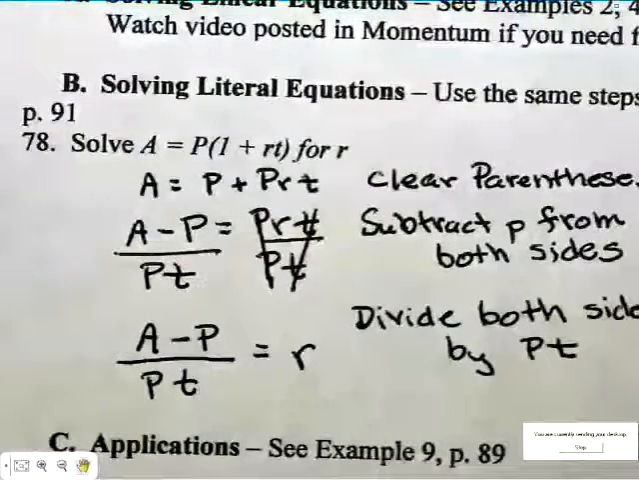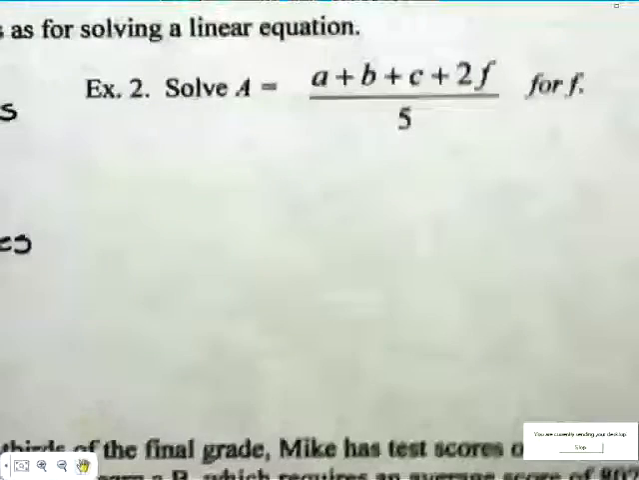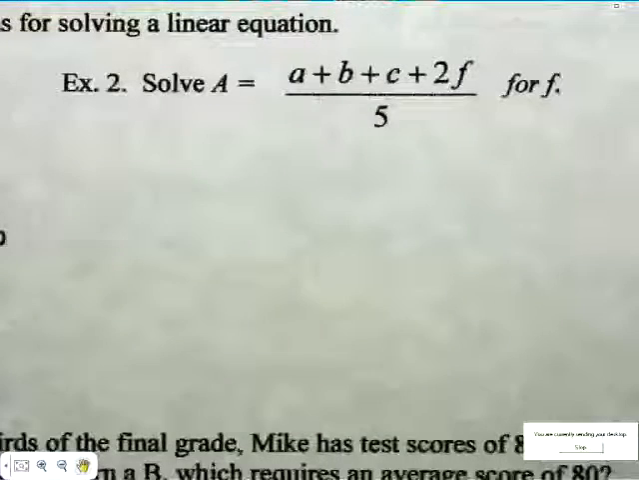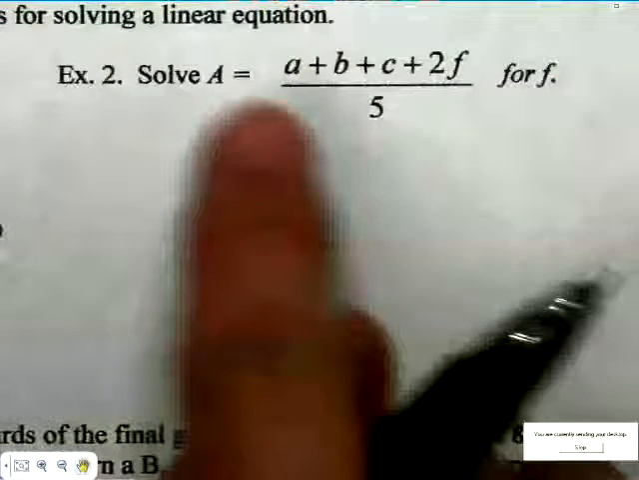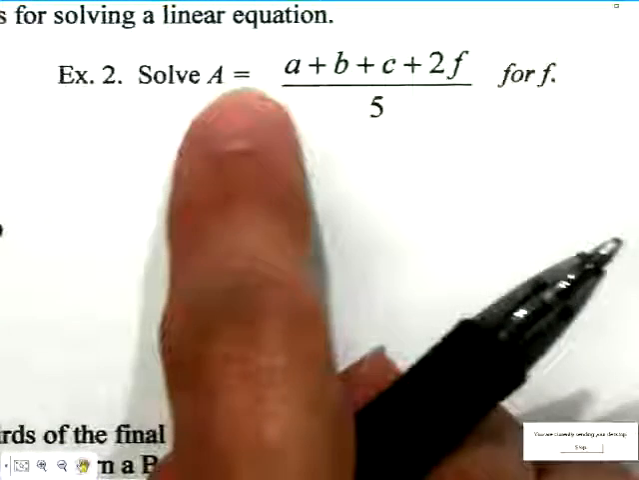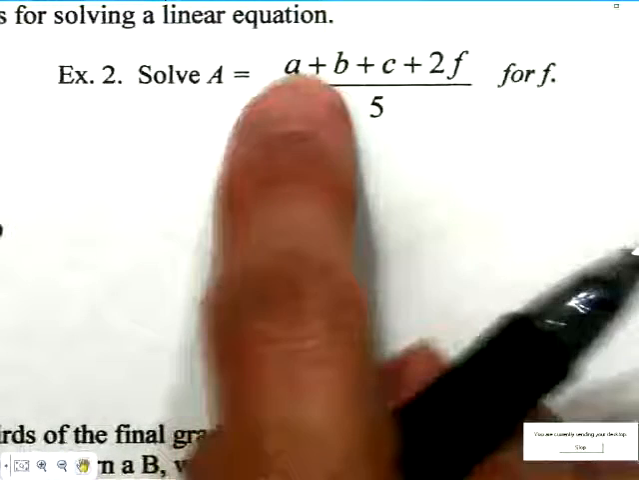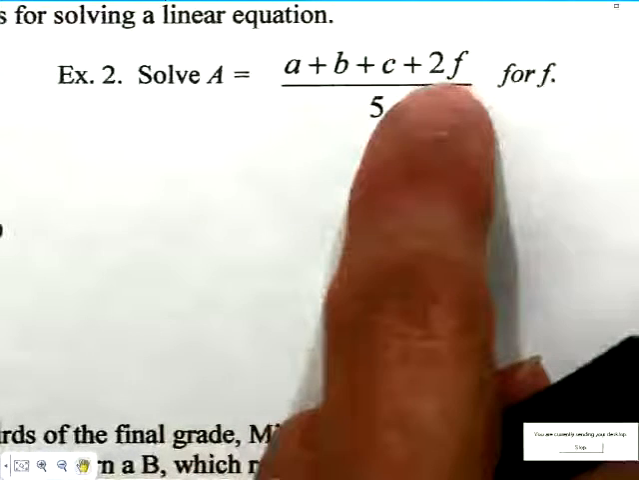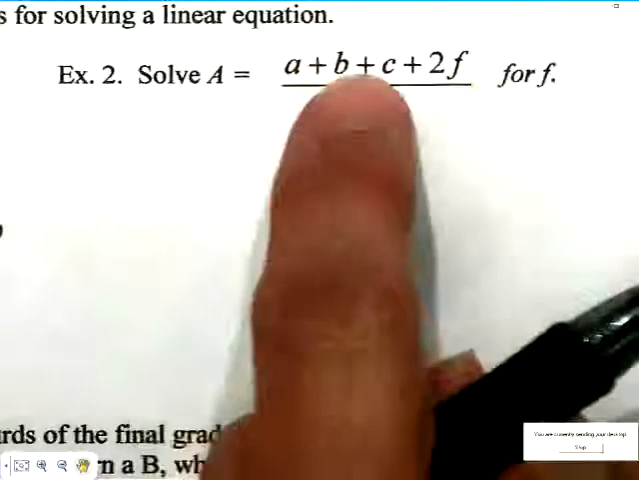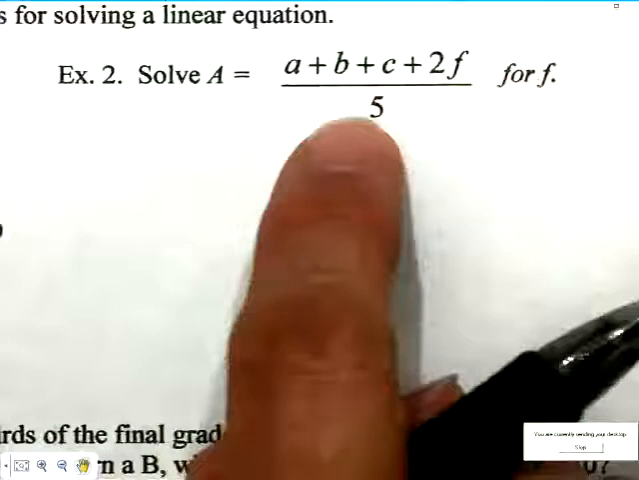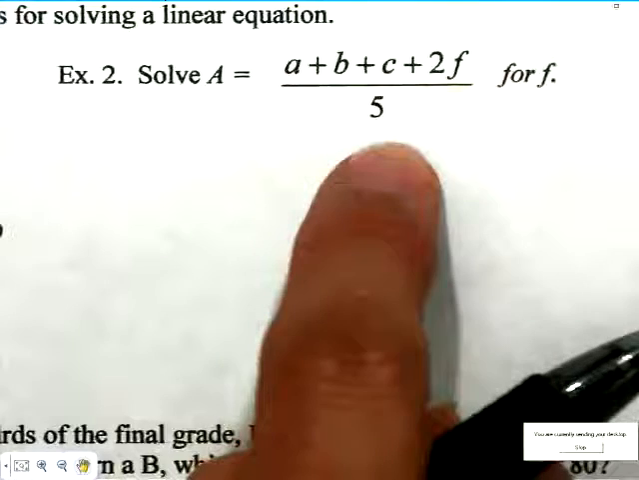All right, one more. Example 2. I like to do it in class because it looks like a formula for finding an average in a class that has 3 tests and a final, and maybe the final counts twice. Test 1, test 2, test 3, count the final twice, add them all up and divide by 5, and that'll give you the average for this class.